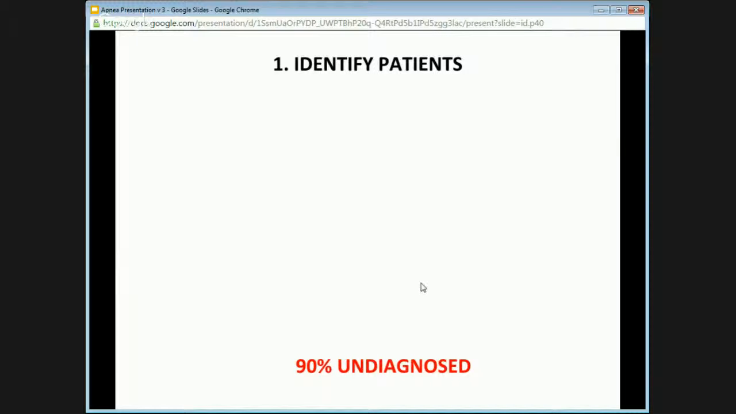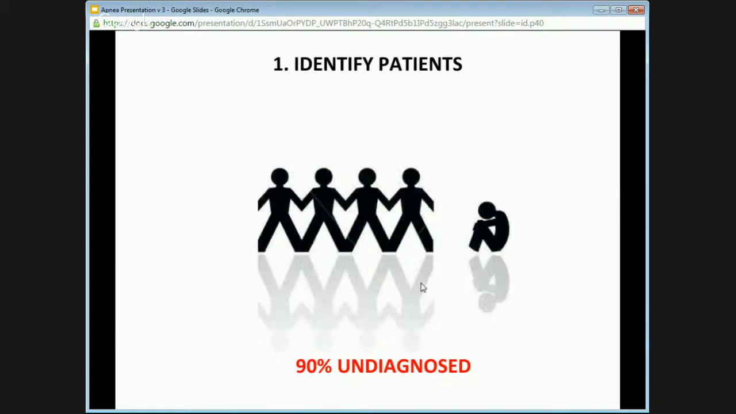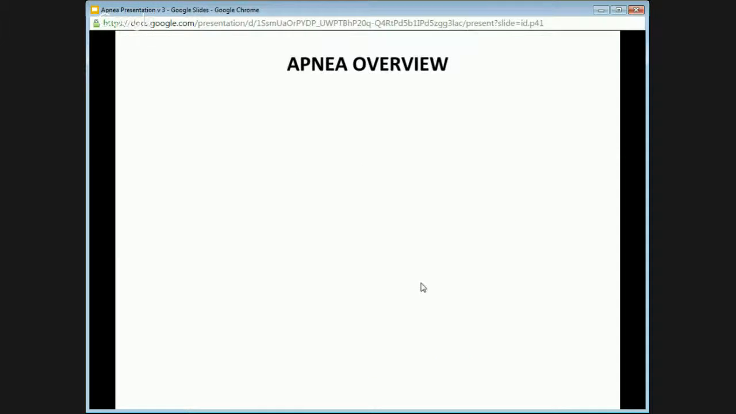Okay, so that means if there's 10 people with sleep apnea in one place, 9 of them, no one will ever talk to them about sleep apnea. And from the research that I've done, what we've found is 1 out of every 5 patients has sleep apnea. So if you see patients in your practice, you're seeing patients with sleep apnea, and 9 times out of 10, no one's telling them about it. That's why you need to assess. You need to find out.